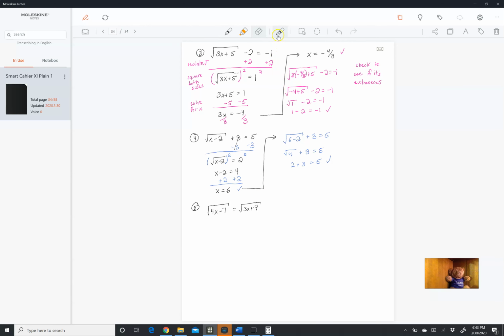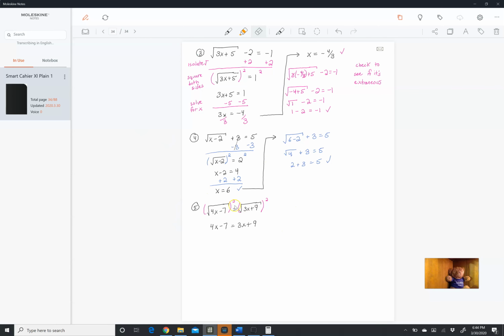Okay. And this is an example where you're just going to square both sides. The radicals are isolated, so when you square both sides, nothing is going to happen. You can do this. It's not going to cause any problems. Okay? And what this does is it gets rid of the radicals on both sides. So now we have 4x minus 7 is equal to 3x plus 9.